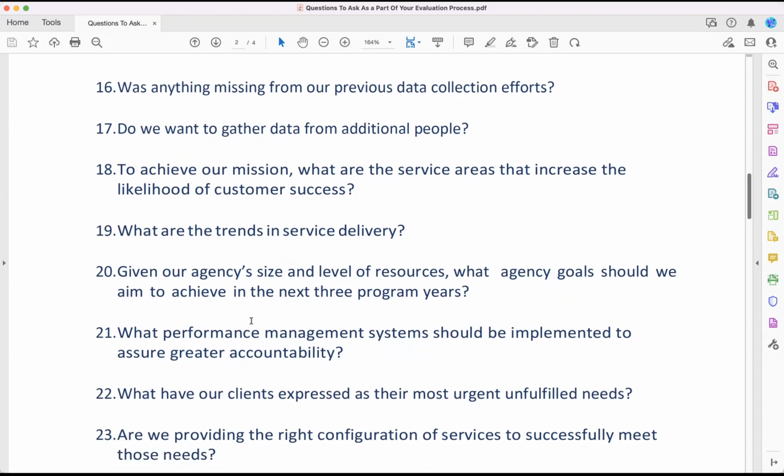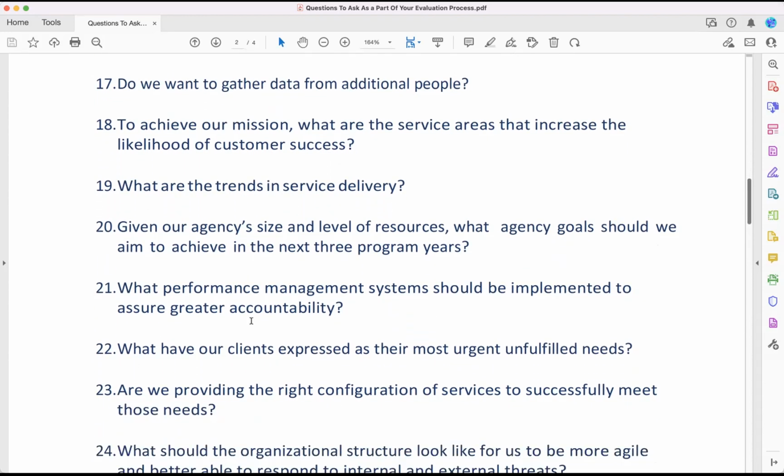So something else that you want to think about is what types of performance management systems should be implemented to assure greater accountability. A lot of times the success of our programs is less based on the people even than the systems that we have in place, the processes that we have in place. There are some projects and some programs that allow for a lot of flexibility and a lot more improvisation. But for the most part, the success of your program is going to be in terms of how well you can document your processes and systems. That's where you're going to find that your programs become most sustainable.